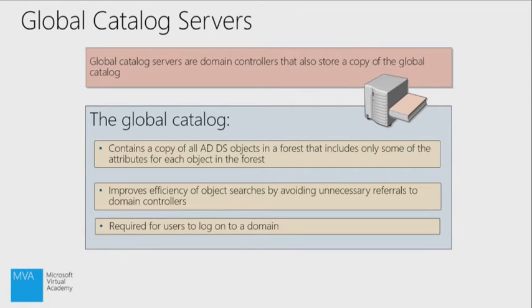It improves efficiency of object searches by avoiding unnecessary referrals to domain controllers. Again, this is one of those situations where we have to reference technology to explain technology that we haven't learned about yet. We're going to learn about forests, domains, and trusts in a few minutes. Global catalog servers are also required for users to log on to a domain. Again, we'll cover that as we get into domains, forests, and trees.